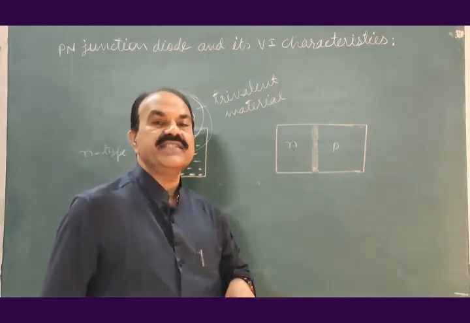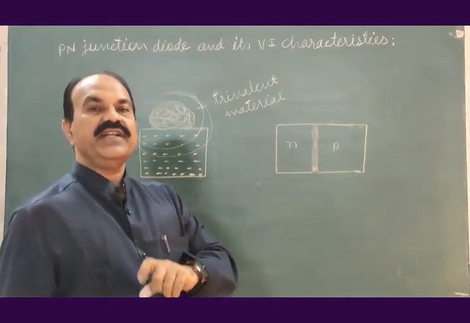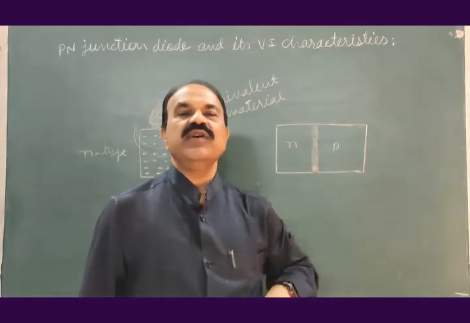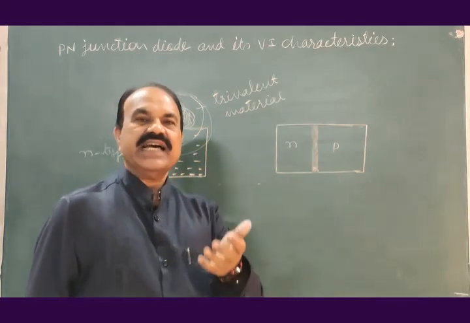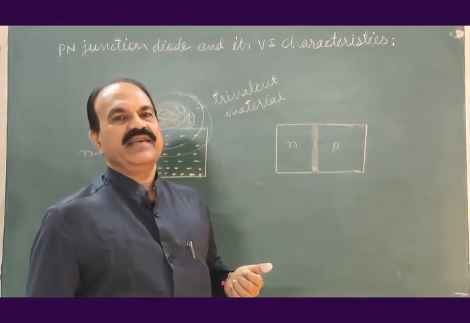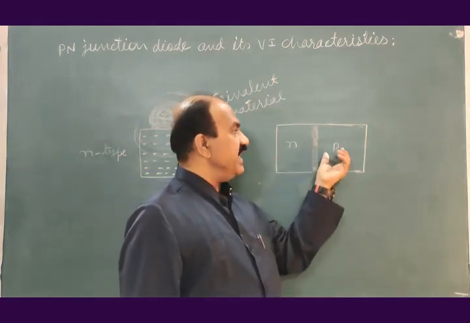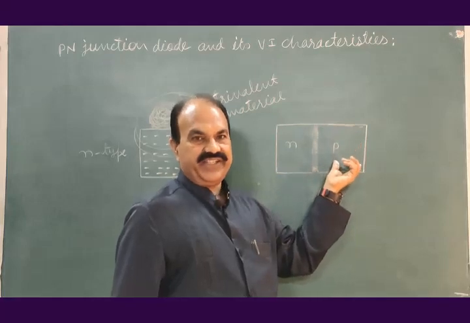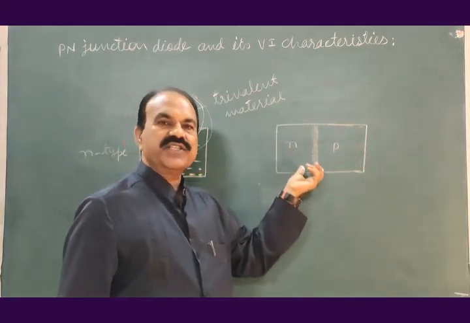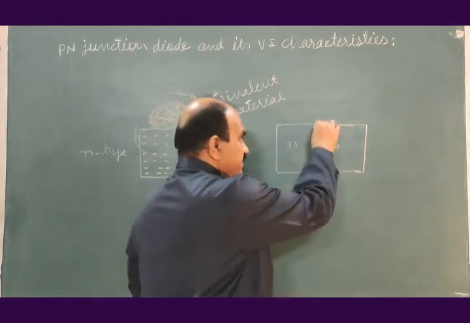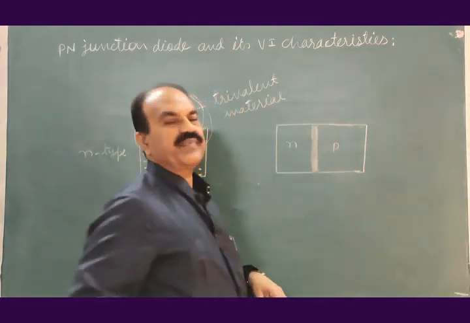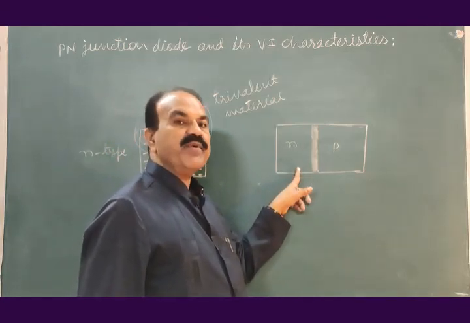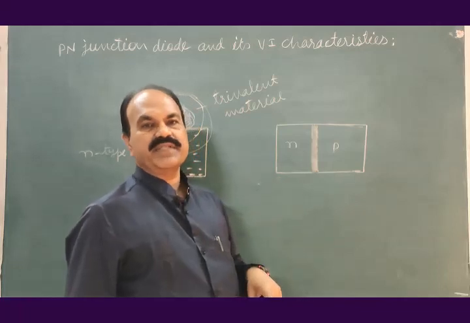N type material has donor impurity, that is pentavalent impurity. This upper portion will have trivalent impurity, which is acceptor impurity. Because of acceptor impurity atoms present in this portion, holes will be created here and electrons will be created here, and this will be the junction. This will be the junction between N type of semiconductor and P type of semiconductor.